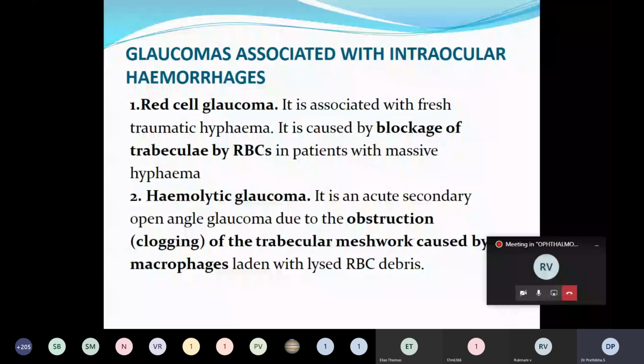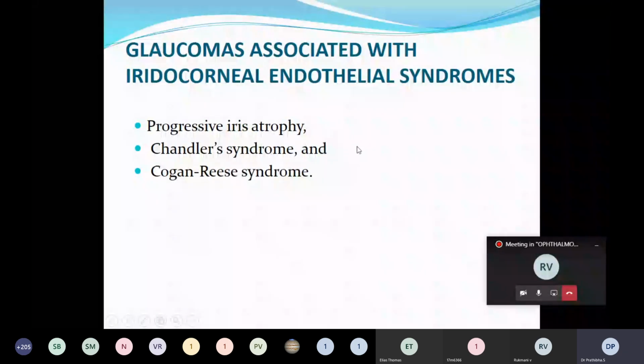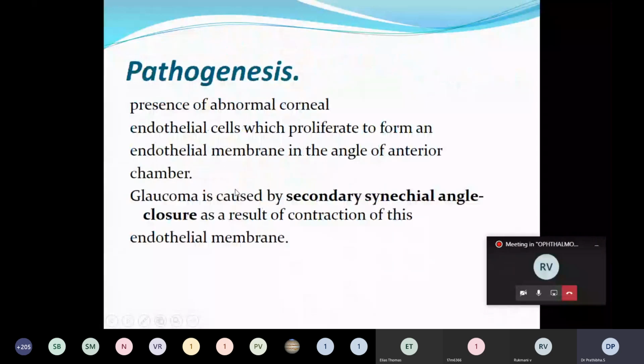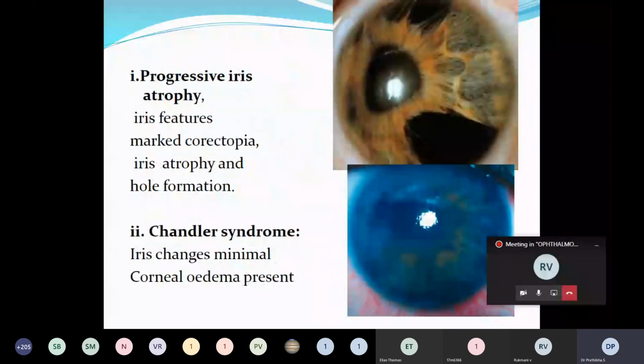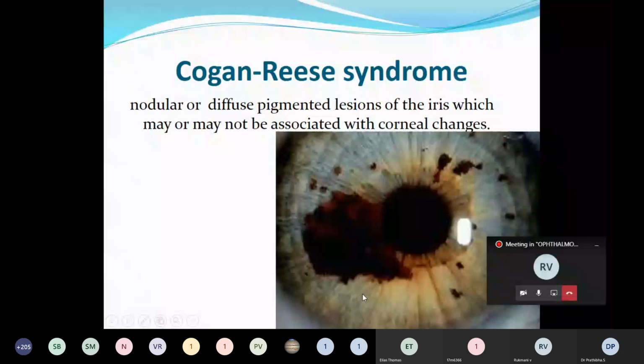So the glaucomas associated with a few syndromes are also there. If you just remember the names, that's enough. I don't think it will be asked of you. Progressive iris atrophy, Chandler's syndrome, and Cogan-Reese syndrome. Pathogenesis is also not required. This is just the picture of iris atrophy. In Chandler's syndrome there will be diffuse corneal edema like this. In Cogan-Reese syndrome, there will be iris atrophic patches, and diffuse pigmented lesions on the iris may be there.